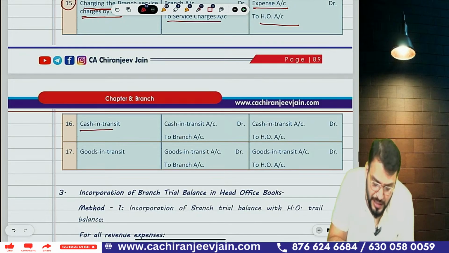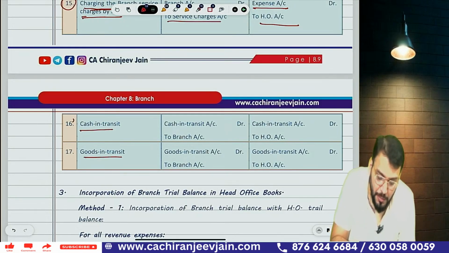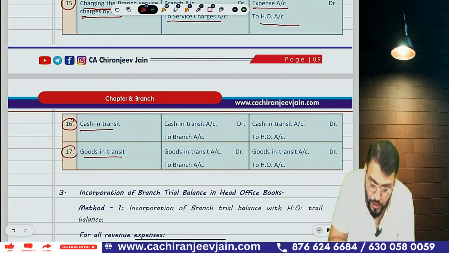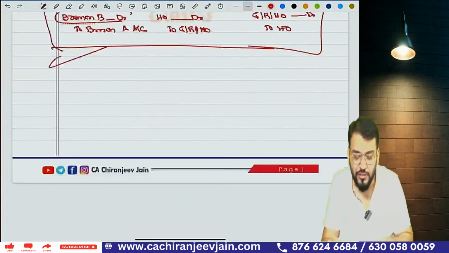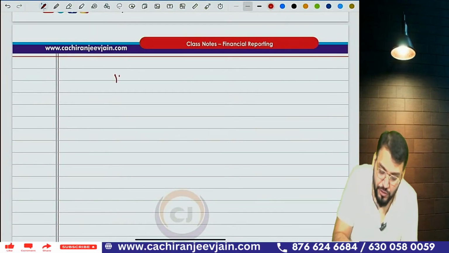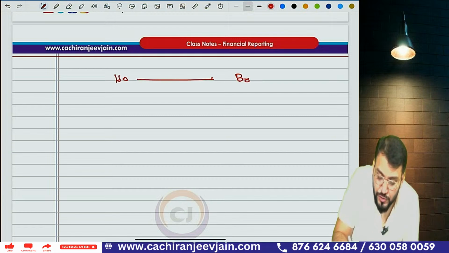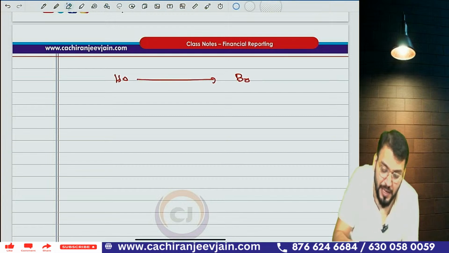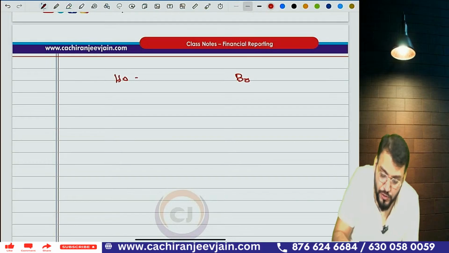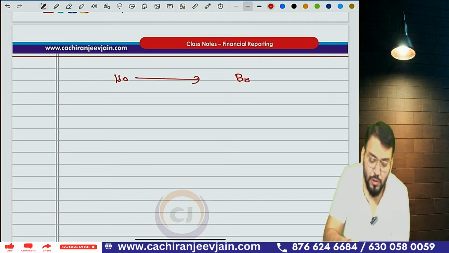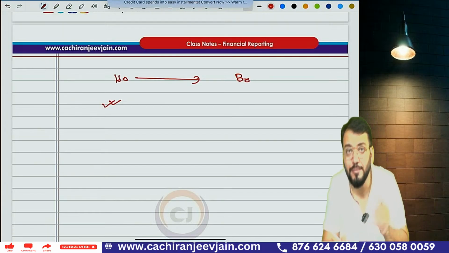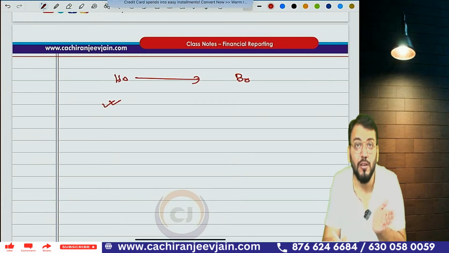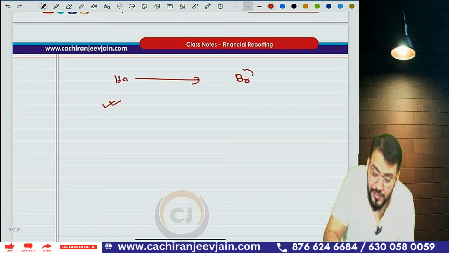Then there are two very popular transactions: cash in transit and goods in transit. Let me explain this point. Just try to understand. Suppose HO and branch. Now HO has sent goods, but they are not yet received by the branch. HO has already done the journal entry in its books for goods sent to the branch, but it is not received by the branch.